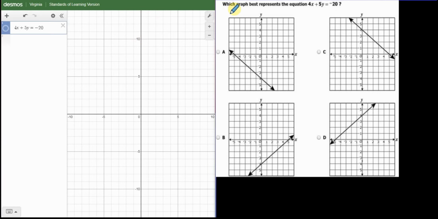So here's our next question. Which graph best represents the equation of? And so which one of these is the correct graph for that equation? You'll see over here in Desmos, I have it entered in. And I go ahead and click my circle here, and you can see I've got the graph. What I focus on is, look, it hits the x-axis at -5, the y-axis at -4, and that matches this one right here. And so our answer choice for this one is going to be A.